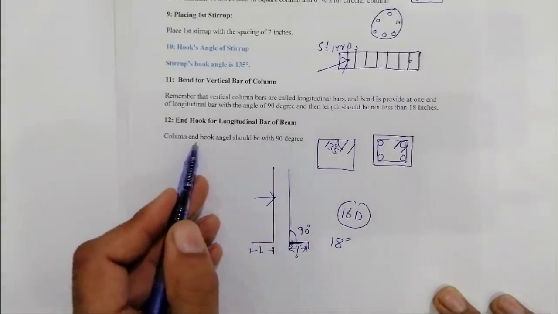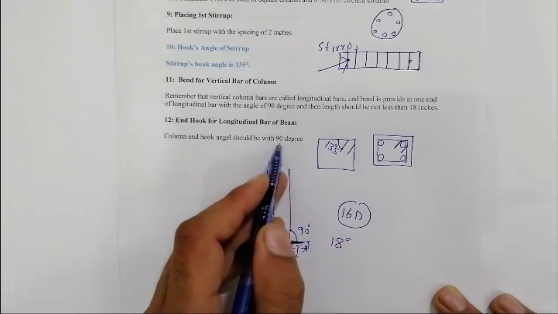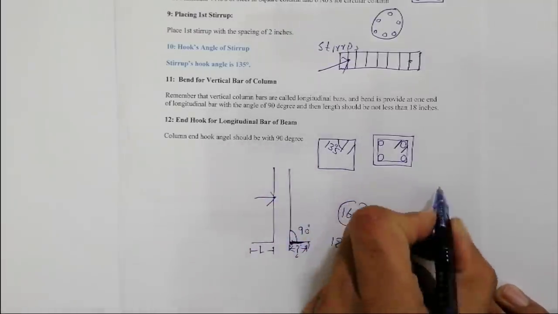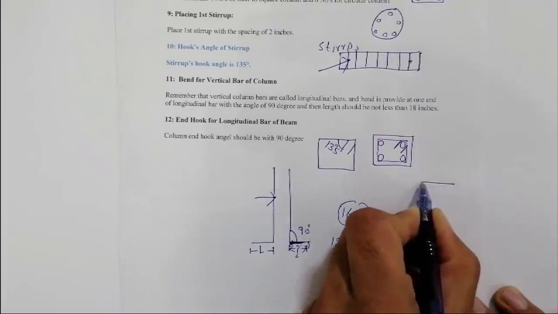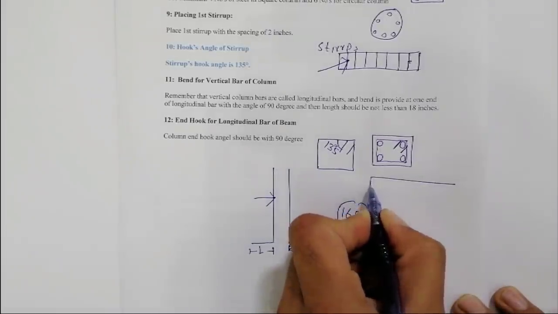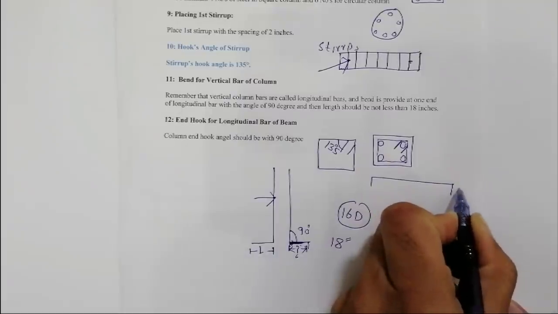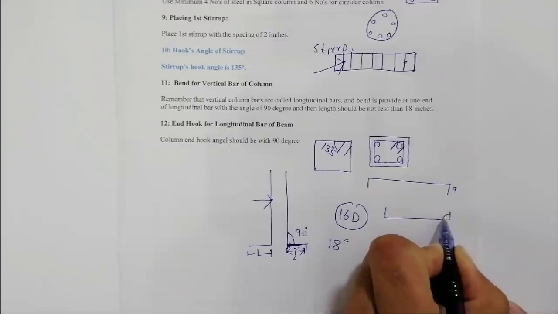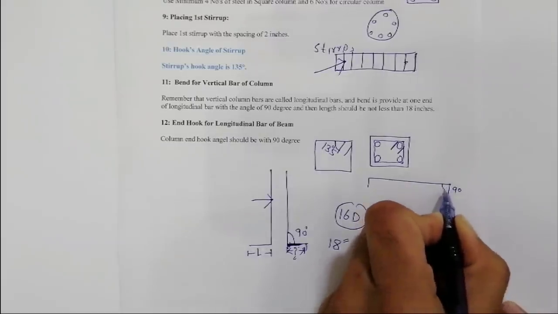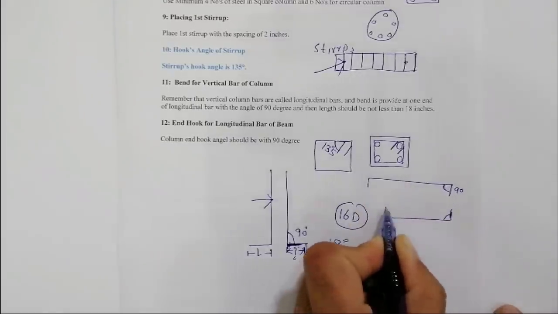Now guys, the last one is the 12th one, that's end hook for longitudinal bar of beam, right? So the end hook angle should be 90 degree. You can see, for example this is beam, so it should be with 90 degree, or you can also take it like this, it should be with 90 degree. Okay, this one or this one.